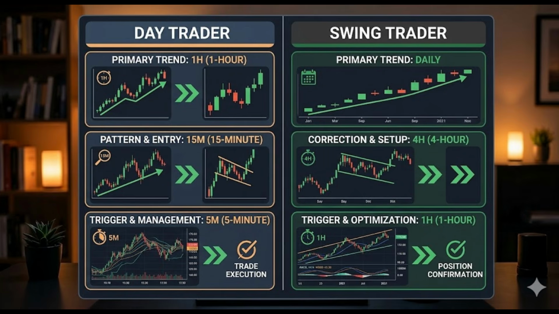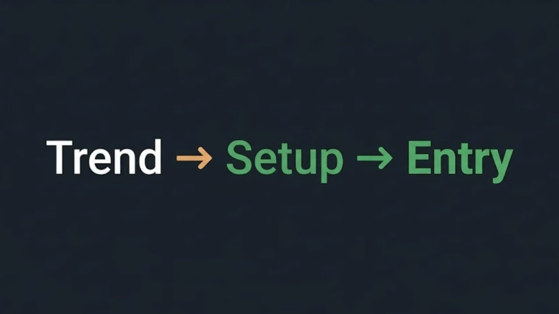So the key idea is this. Look at your higher time frame for the trend, the overall direction of the market. Your middle time frame, that's your setup. Your lower time frame, that's your entry. And that is how a smart trader is going to use multiple time frames to trade with more clarity.